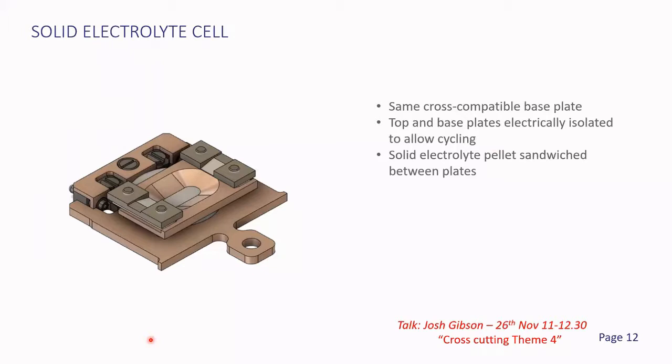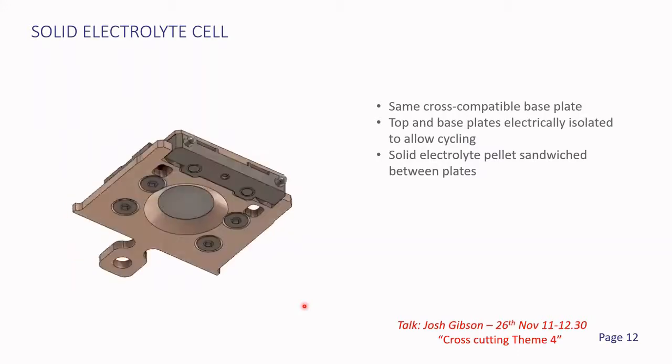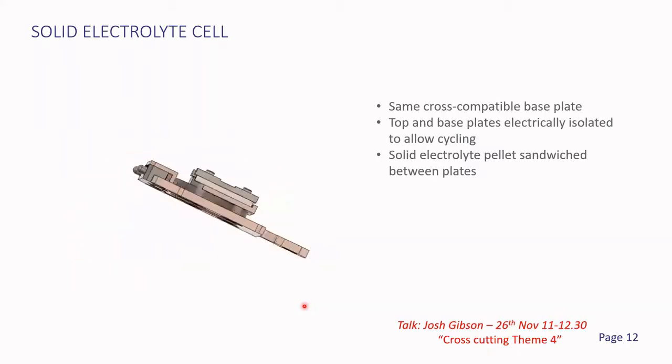The use of solid electrolytes with lithium metal anodes is thought to provide cells with higher energy densities. However, there is a requirement to understand how the solid electrolyte interface reacts with the lithium metal during contact and then during subsequent cycling. As a result, we've designed this solid electrolyte cell that can be seen in this animation, where we sandwich a solid electrolyte between a top and bottom electrochemical plate.